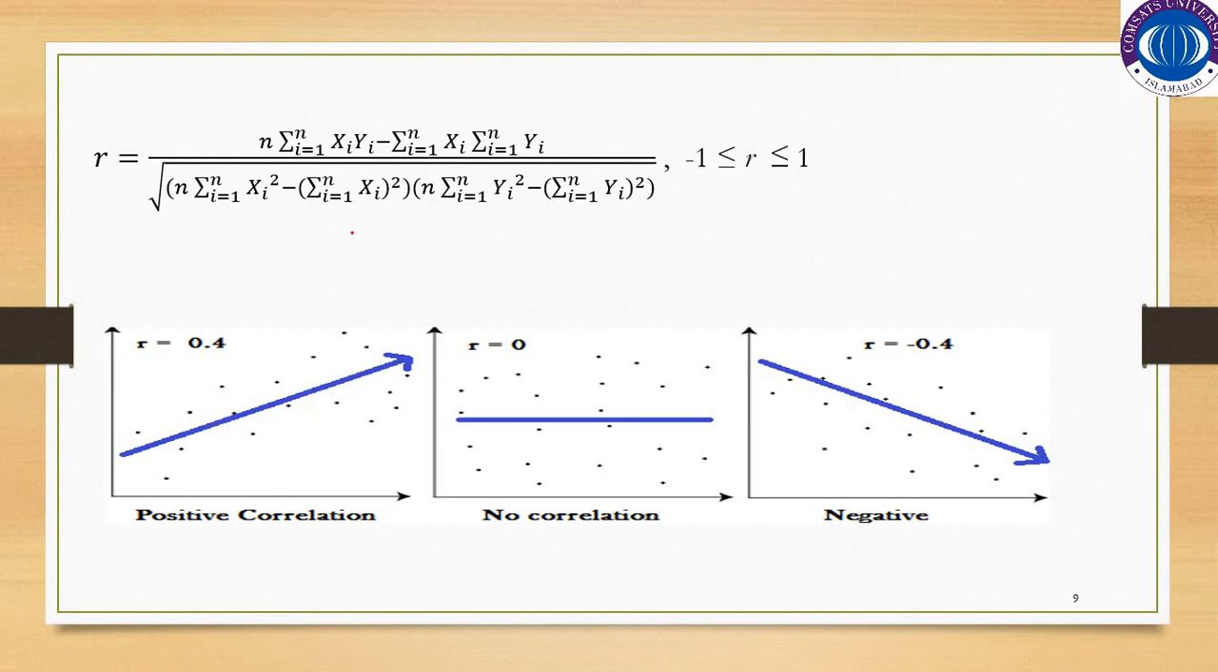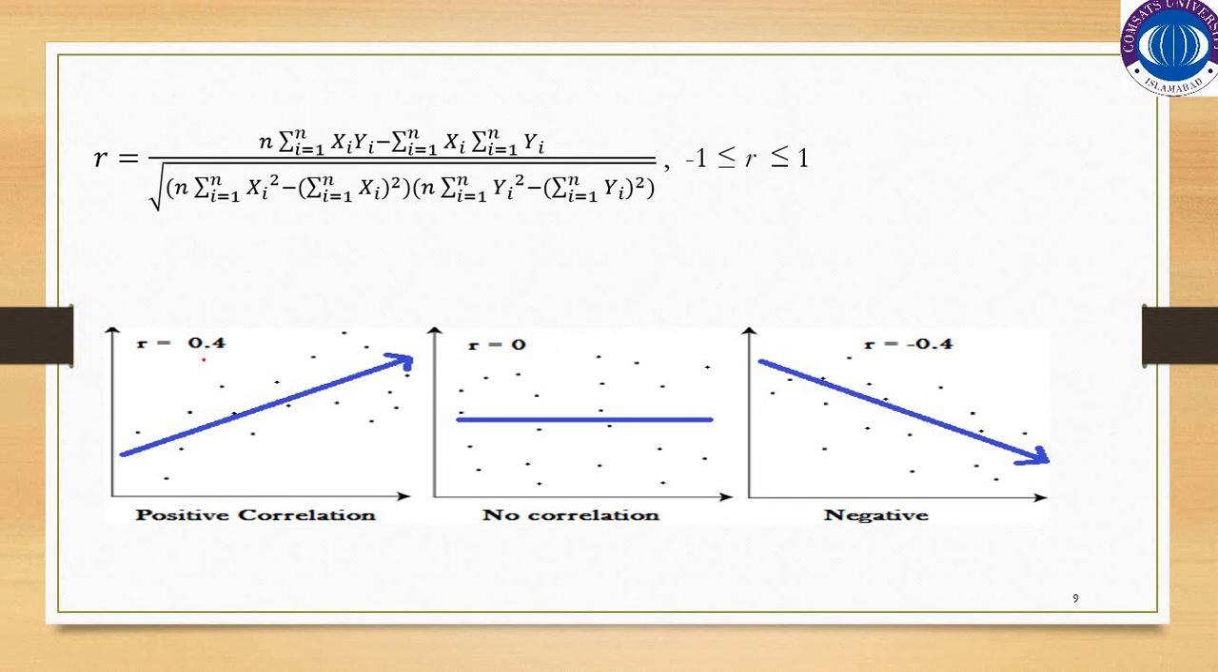This is the way to calculate the Pearson correlation coefficient, which is r: n times summation xy minus summation x times summation y, whole divided by the square root of n times summation x squared minus summation x whole squared, times n times summation y squared minus summation y whole squared. The range of r will be from minus 1 to 1. r will always be between minus 1 and 1. If r is equal to 0, there will be no correlation. As you can see in this scatter plot, the correlation is 0. There is no trend in this pattern, so there is no correlation.